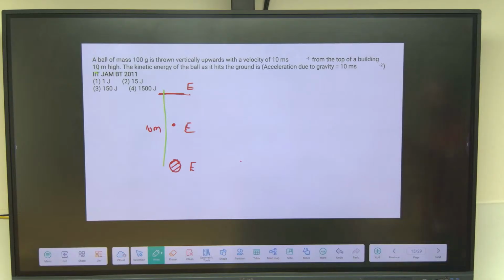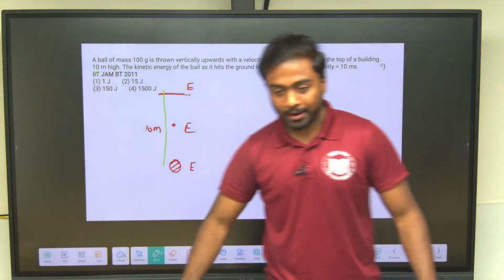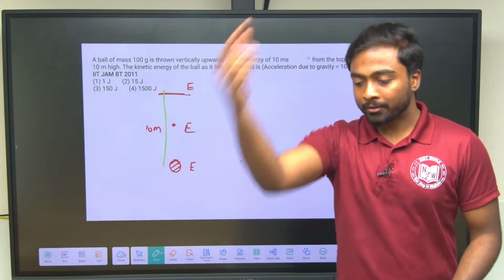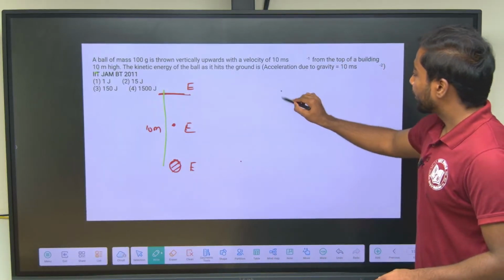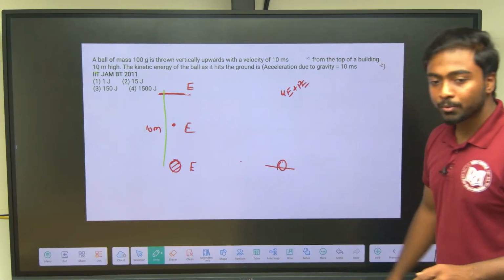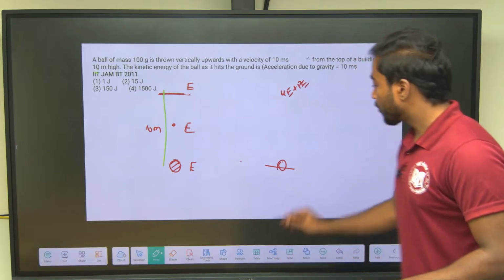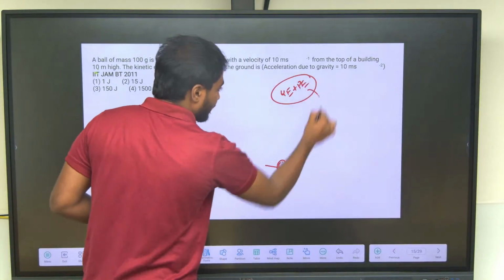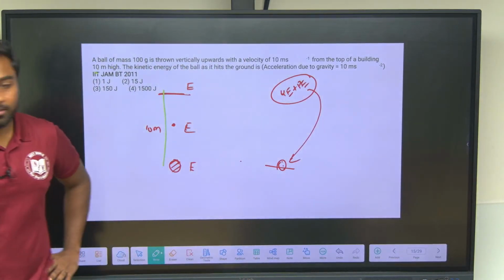A ball of 100 gram is thrown vertically upward with velocity from the top of a building 10 meter in height. We need the kinetic energy of the ball as it hits the ground. When I am throwing from the height I am standing at, vertically upward, it will again come down. So obviously kinetic energy and potential energy will be there, but after hitting the ground, what energy will be there? Only kinetic energy, because potential energy is mgh, and h will be 0. Can I say this answer will be equal to this one? So what is the answer?